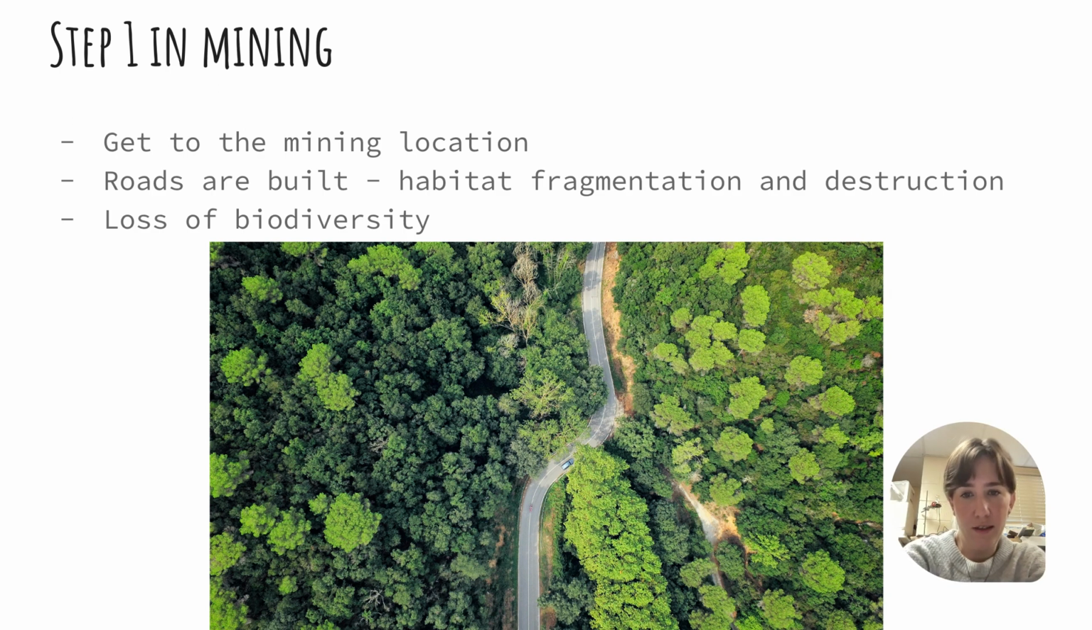Regardless of which technique is being used, you're going to have to get to that mining site. So step one is always going to be to build a road, build some sort of access point to the mining operation. That's going to fragment habitats, it's going to destroy habitats, which leads to a loss of biodiversity. A lot of times these mining locations are in fairly remote, relatively pristine environments, and so this is the first step in environmental degradation that happens, the building of the road to actually get all of your machinery where it needs to go so that you can access the ores.